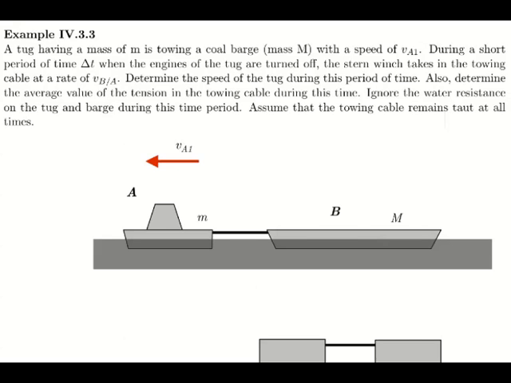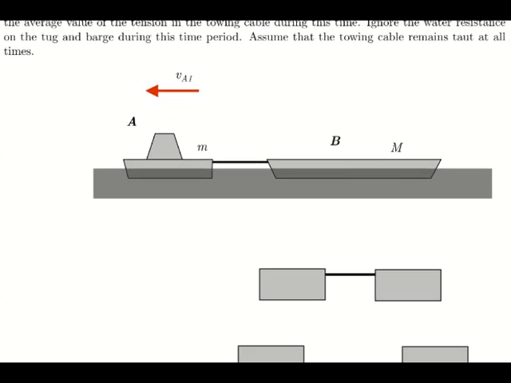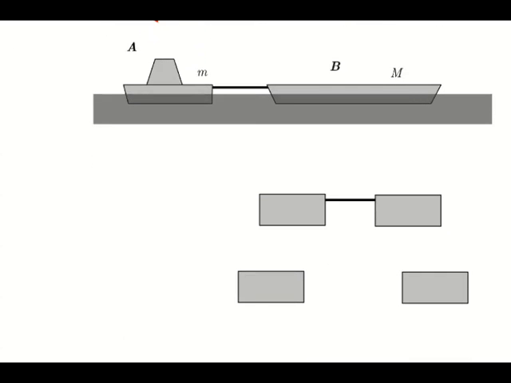to pull in the cable that's connecting A and B in such a way that the velocity of the barge relative to the tug is VB with respect to A. What we want to find out is the speed of the tug while this is going on, and also what's the average value of the tension in this cable over some period of time delta T. So what we want to do first, I think, is look at A and B together.